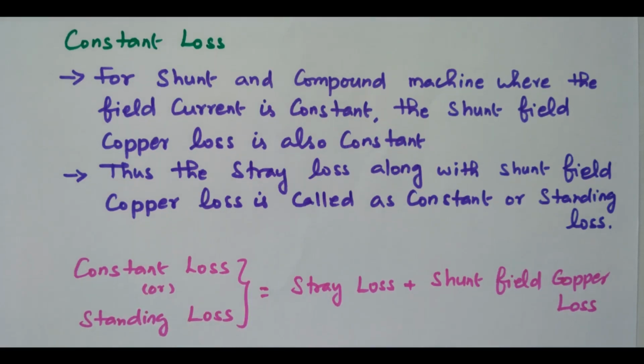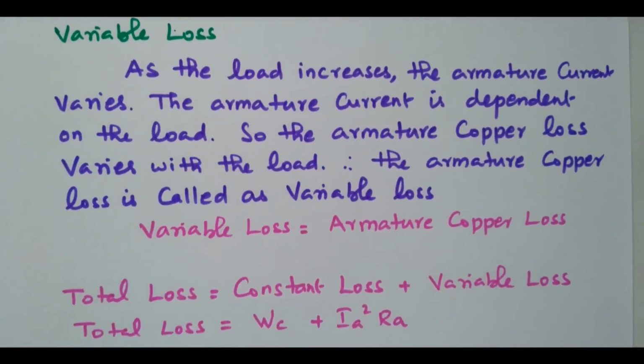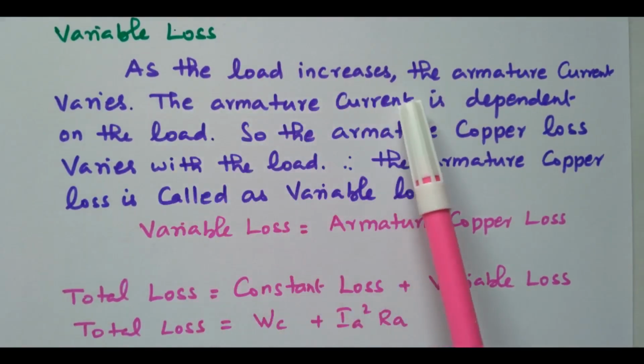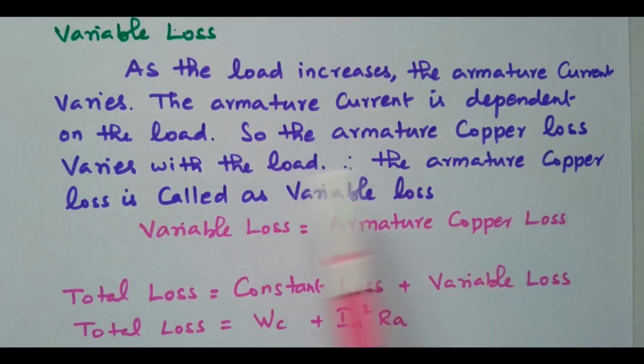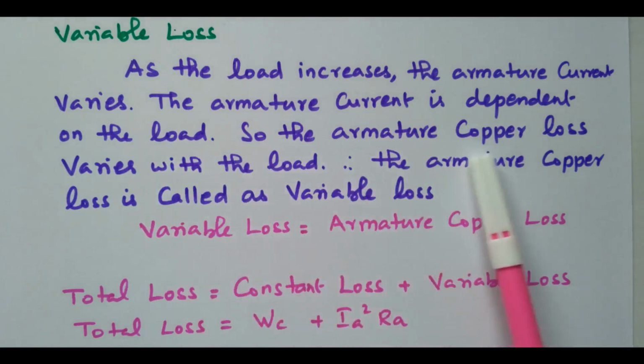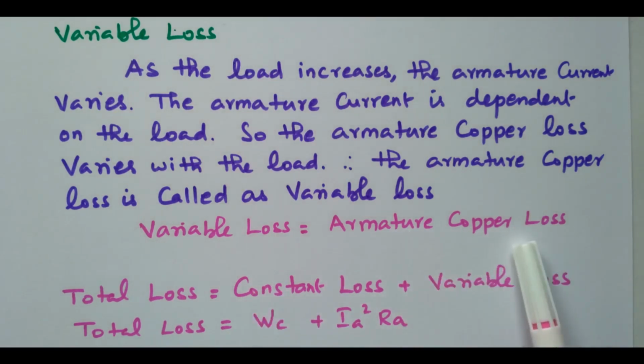Then what about the variable loss? As the load increases, the armature current also increases. The armature current depends on the load, so the armature copper loss varies with the load. Therefore, armature copper loss is called a variable loss. Either in the armature winding or series field winding, when the load increases, the armature current also increases, so the losses also increase; that is armature copper loss.